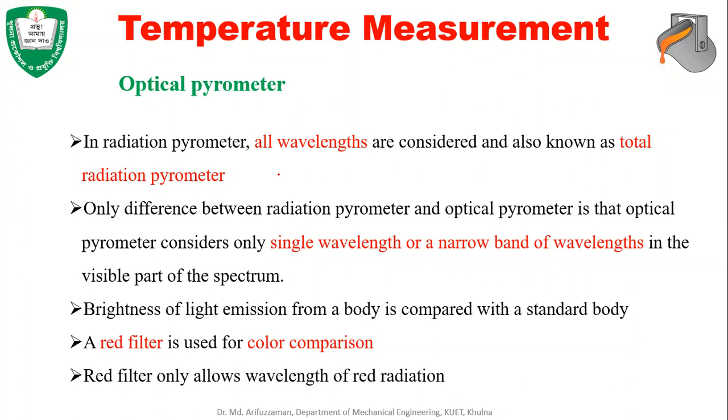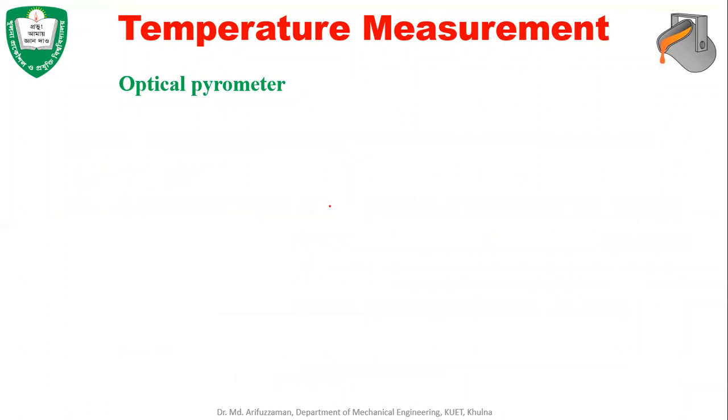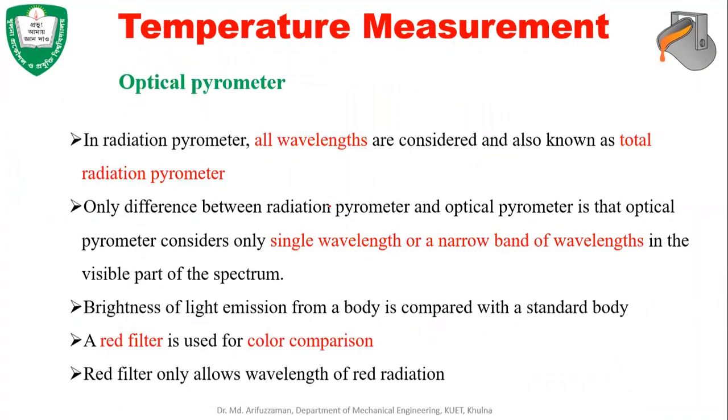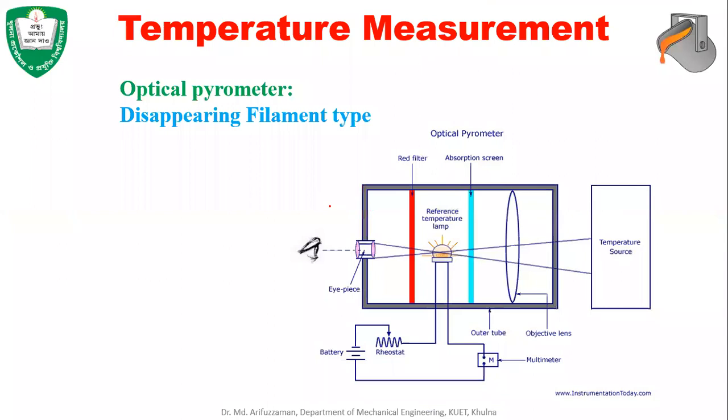A red filter is used for color comparison. The red filter only allows the wavelength of red radiation. Only red radiation can pass through the red filter, and the intensity of redness is compared to measure the temperature. It's a very interesting thing. This one is also a non-contact type optical pyrometer, and since it is non-contact, its temperature measuring range is very high. A lot of temperature can be measured using this optical pyrometer. This one is also called the disappearing filament type.